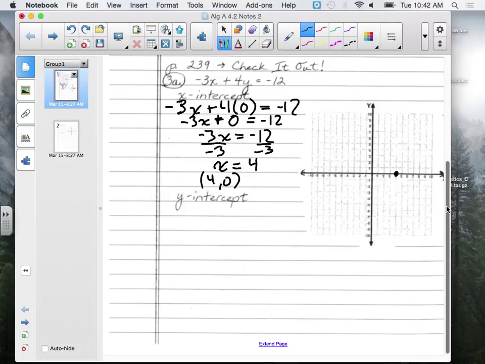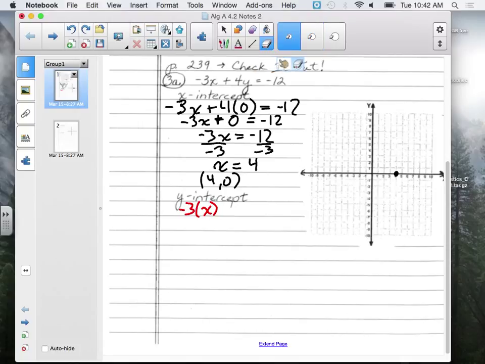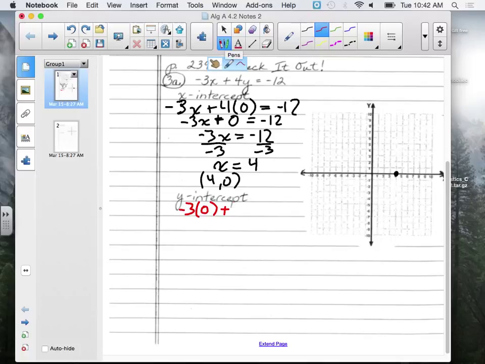All right, so now we have to do the same thing for the y-intercept. We have to find that. So we plug in 0 for x now. So I write 0 instead of x. 0 plus 4y equals negative 12. So now that we've plugged 0 in for our x value, we just solve for y.